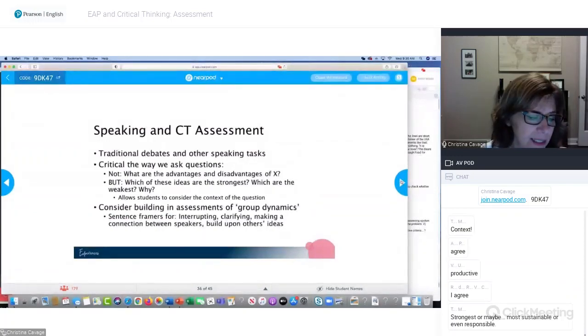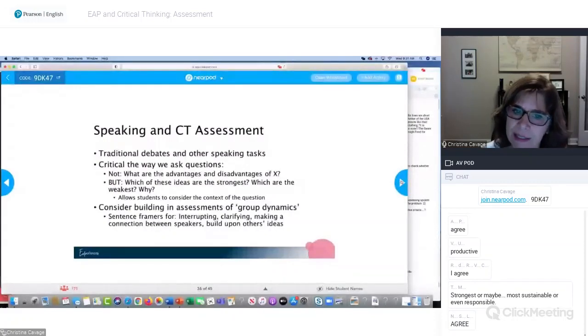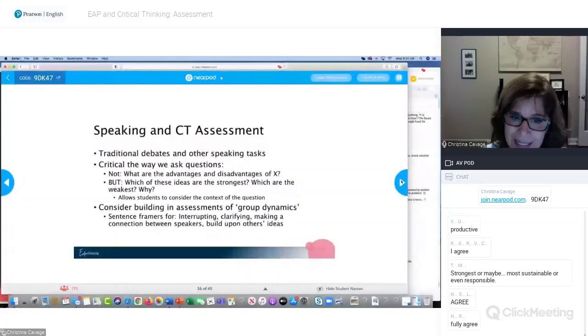And it's important, I think, to consider building in assessments of group dynamics, right? Giving students sentence framers for interrupting and clarifying and making a connection between speakers, and building upon others' ideas. So I have my students get in groups a lot and practice being in groups. They're going to be going into the American educational system in which they're going to be doing a lot of group work. And so I'll say, you're the student who's going to interrupt. You're the student who's going to clarify. You're the student who's going to make a connection between the speakers. I give them an opportunity to practice that and assess them in those areas as well.